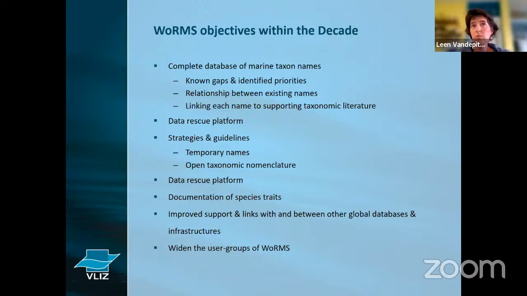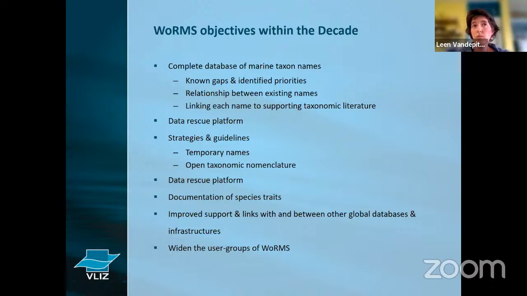The WORMS community will also develop strategies and guidelines to consistently deal with well-established temporary names and open taxonomic nomenclature, as this kind of information is being used more frequently by the taxonomic community, and it can no longer be ignored in taxonomic databases. The documentation of species traits, which are of critical importance for ecological marine research, will also be encouraged. And we will also provide support and links between other global databases and infrastructure that use a marine taxonomic backbone, for example, OBIS and GOOS, as well as improved content and stronger relationships with initiatives and infrastructures such as Catalogue of Life, Barcode of Life, and GenBank.